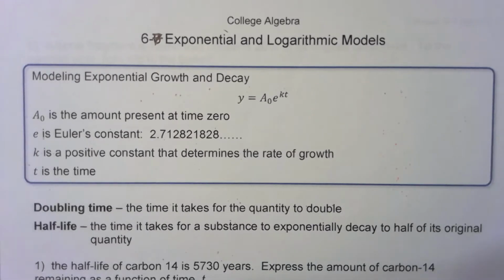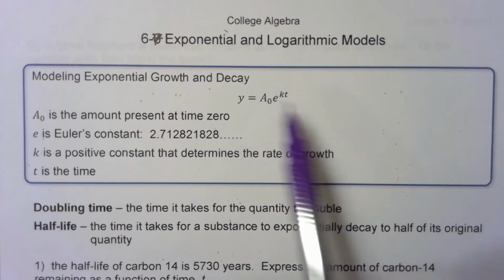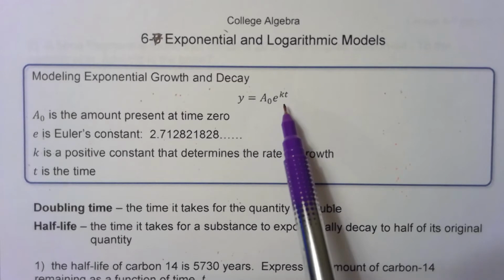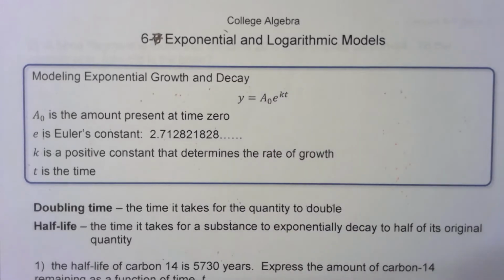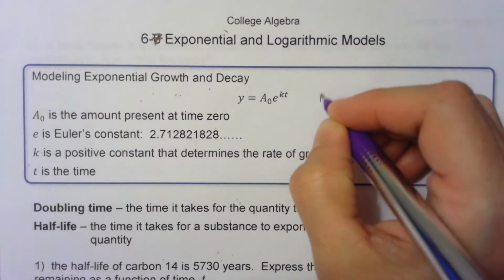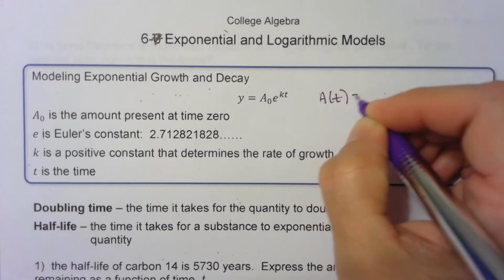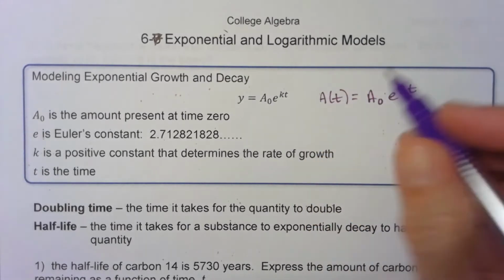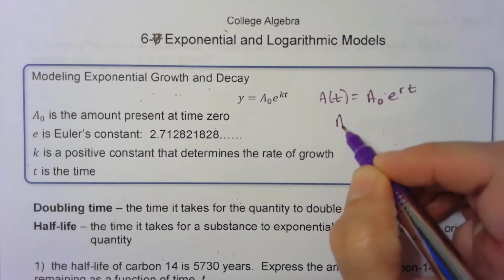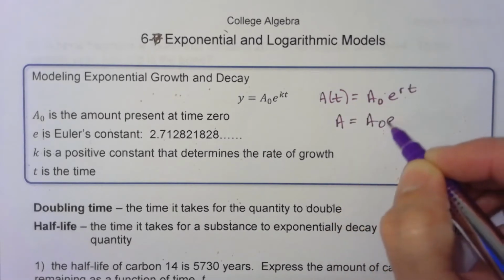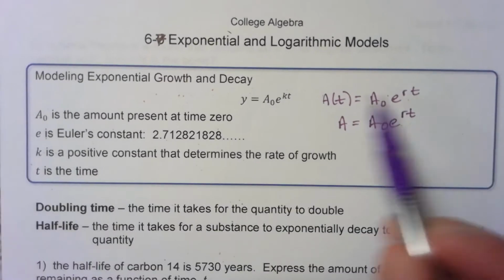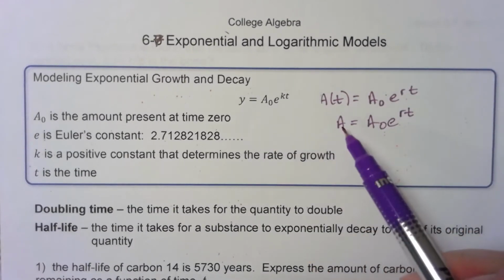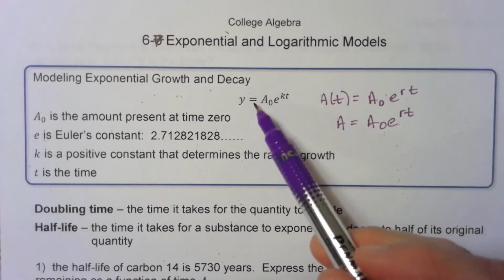For 6.7, we have to review this formula, y equals a sub 0 e to the kt. Now in this formula, I may sometimes write a of t equals a sub 0 e to the rt. Sometimes I may write a equals a sub 0 e to the rt. These are the formulas that I know, but they work the same way. We just use different letters than the textbook does.